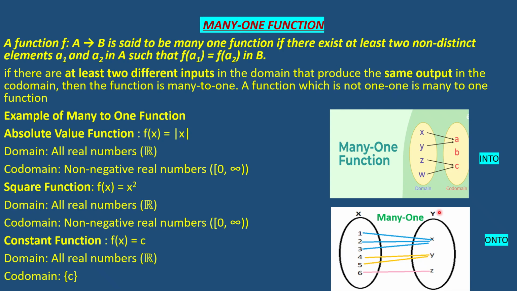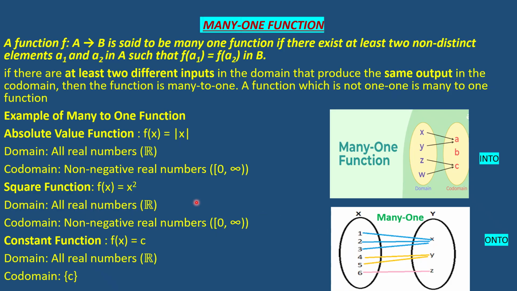This is many-one again. 1, 2, 3 have the same image x, 4, 5 have the same image y, and 6's image is z. This is onto because every element of y has a pre-image in the previous set.